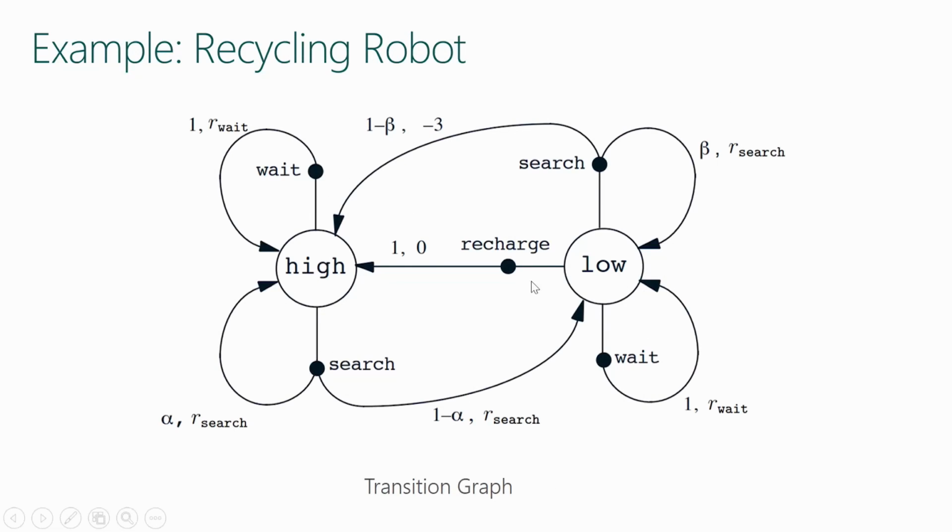We can also look at a graphic form of this table called a transition graph, which shows 2 states here, high and low. The arcs coming out of the states are actions, and the values labeled on the arcs are the probability of taking that arc and the reward received. For example, if we're in the low state and we do a search action, there's a probability of beta that we'll return to the low state with a reward of R_search, or a probability of 1 minus beta that we'll return to the high state, that is, we'll get stranded, rescued and recharged, and we'll get a reward of -3 for that.